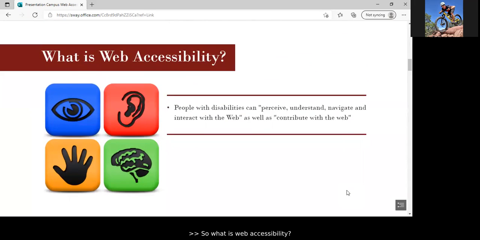So what is web accessibility? According to the World Wide Web Consortium, web accessibility means that people with disabilities can perceive, understand, navigate, and interact with the web. They can also contribute to the web as well. This includes websites, tools, and technology such as smartphones, software, and other apps.